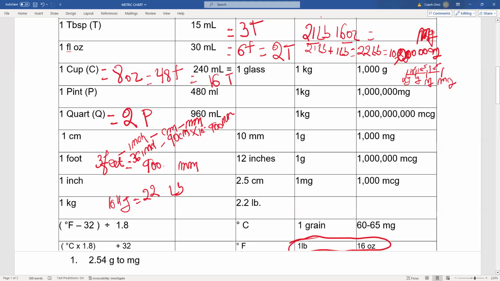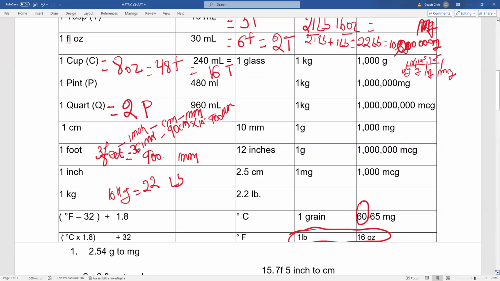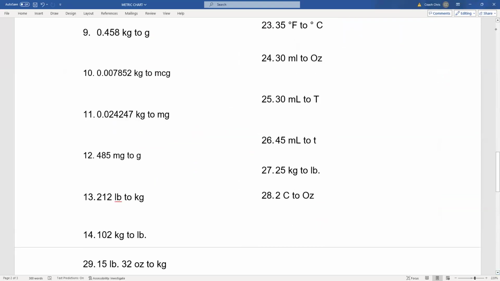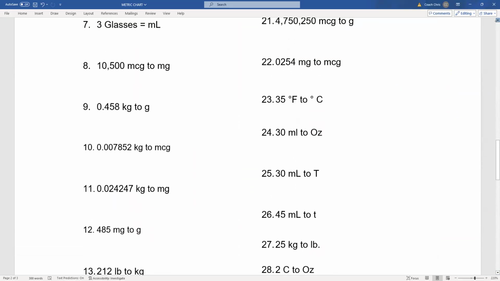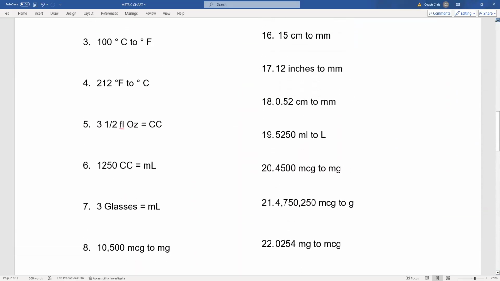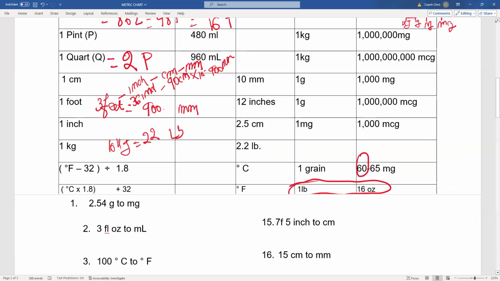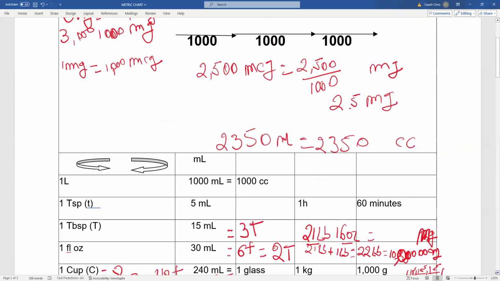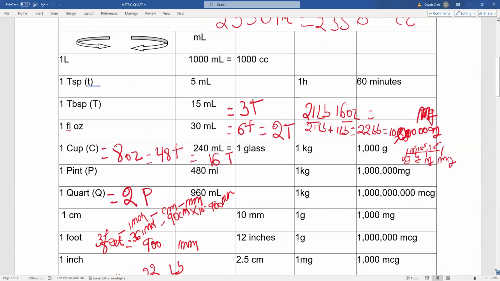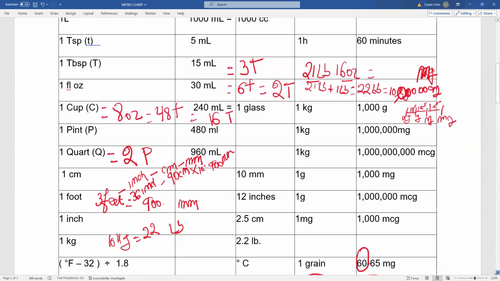All right. Another conversion that you have to remember is the grain. Usually a grain is a range. It goes from 60 to 65 milligrams, but many books use 60. So just remember 1 grain equals 60 milligrams. So from grain to milligram, you will have to multiply by 60, and from milligram back to grain, you will have to divide by 60. All right. So let us see a couple of conversions that you have to remember.